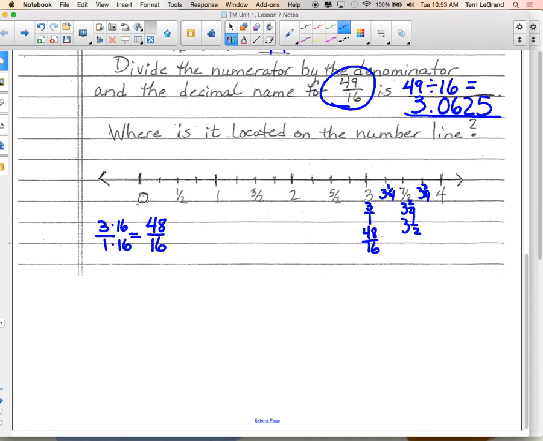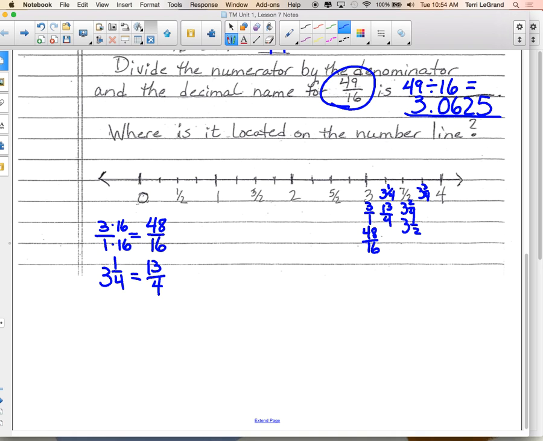3/1 is 48/16. Okay? Let's take this 3 1/4 and rename it first as its improper fraction name. What is 3 1/4 as an improper fraction? 4 times 3, class, is? 12, and 12 plus 1 is? 13. So this would be 13 what? Fourths. So here's another name for 3 1/4, 13 fourths.